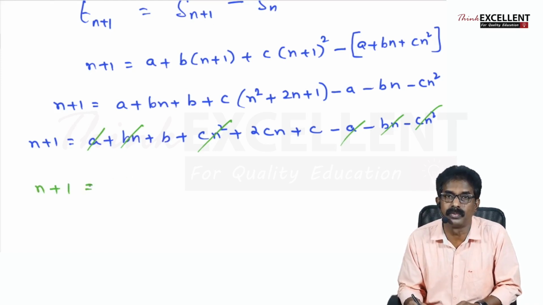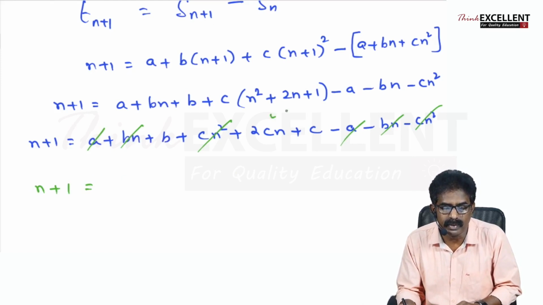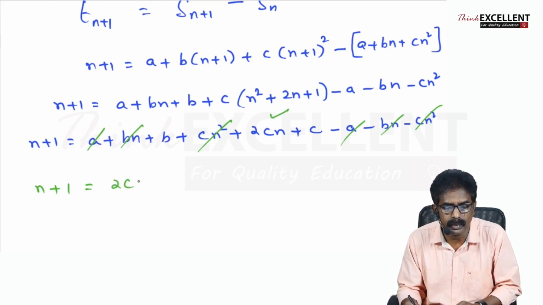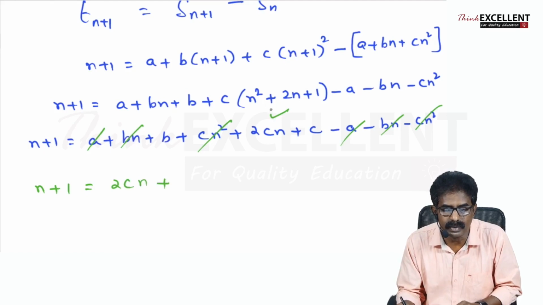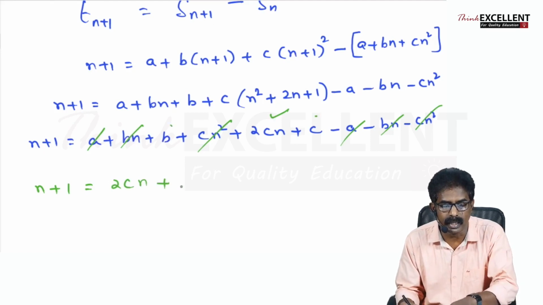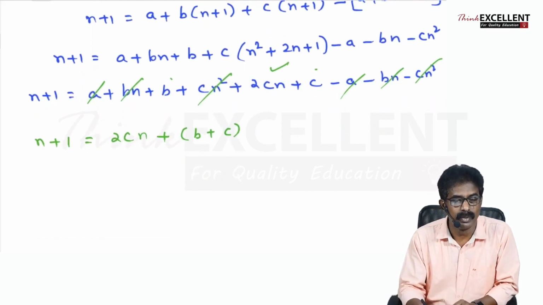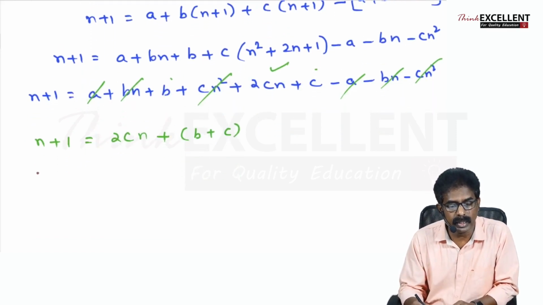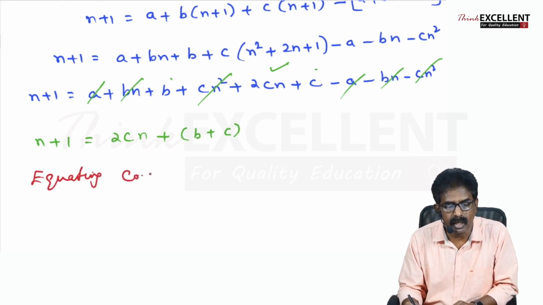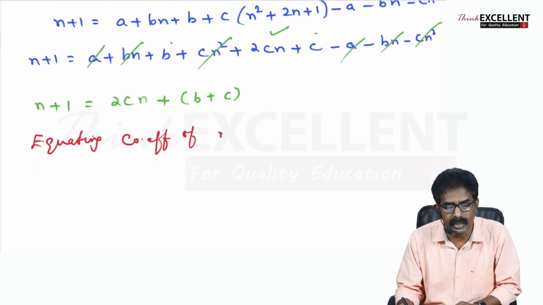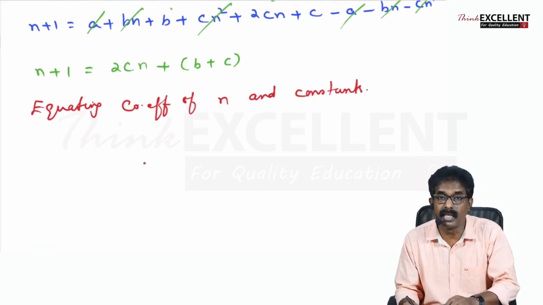So n plus 1 equal to. So here you write the n term first. What is that? 2cn plus what is left out? b plus c, right? b plus c. So n is like our x. So next step, what I am going to do now, equating the coefficients of n and constants. Equating the coefficients of n and constants.